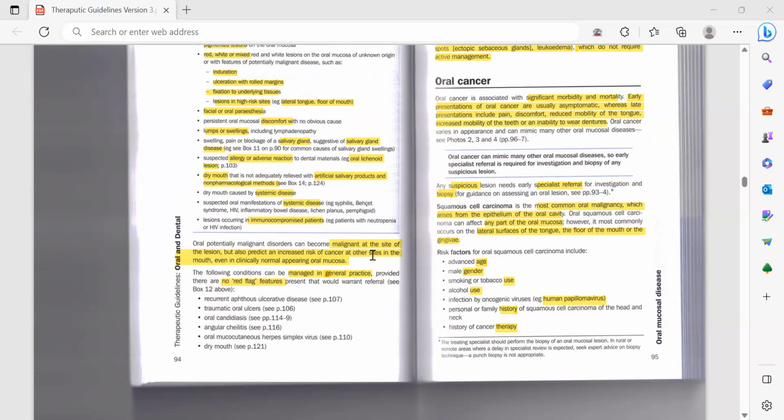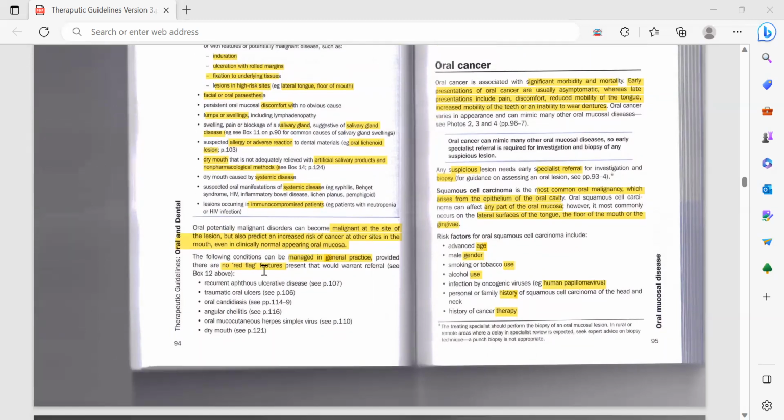So if some cancer has originated from one part of the body, it can either spread to that part only, or it can travel either through the lymph nodes or through the blood to the other part, and it can spread. The following conditions can be managed in general practice.